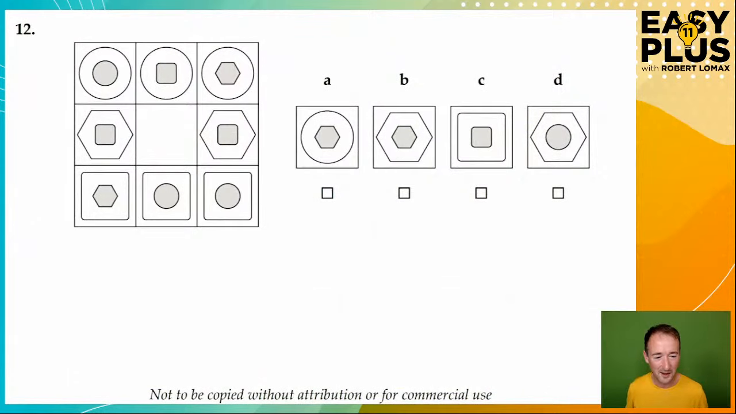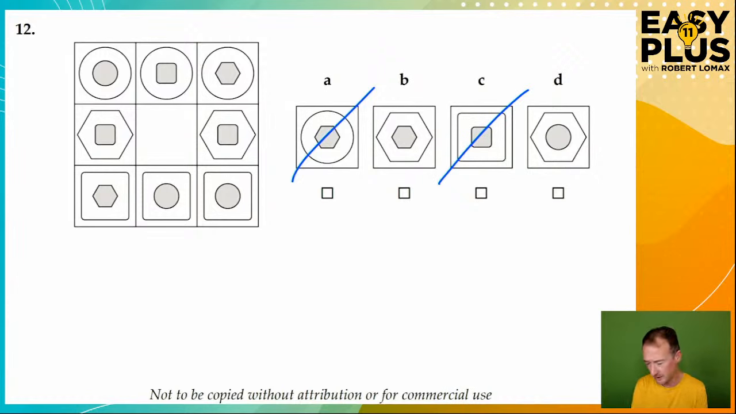Right, okay. This one here looks really, really simple. So we've got circle, circle, circle across the top, rounded square, rounded square, rounded square across the bottom. So in the middle, of course, it's going to be a hexagon. It must be. So we can get very easily down to these two, B and D. But which one is it going to be after that?